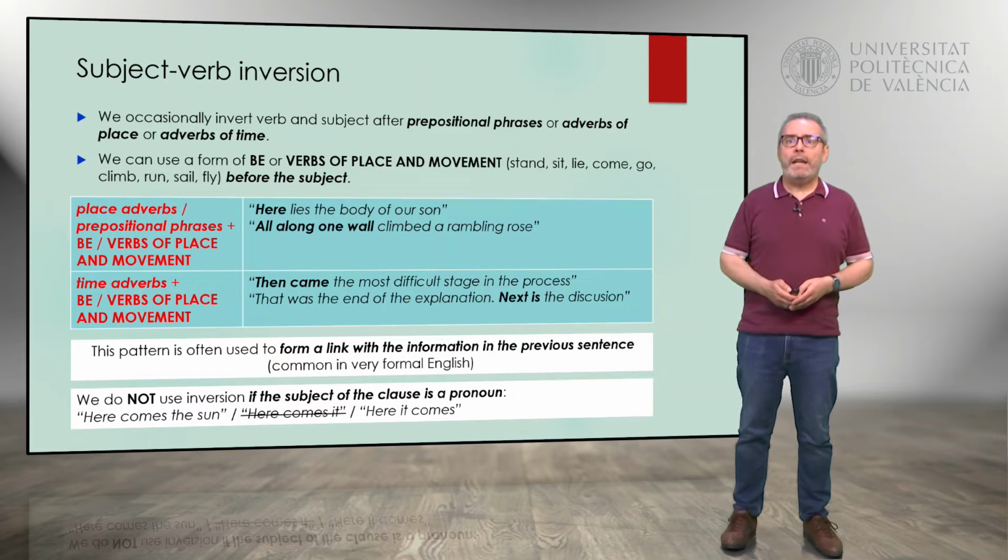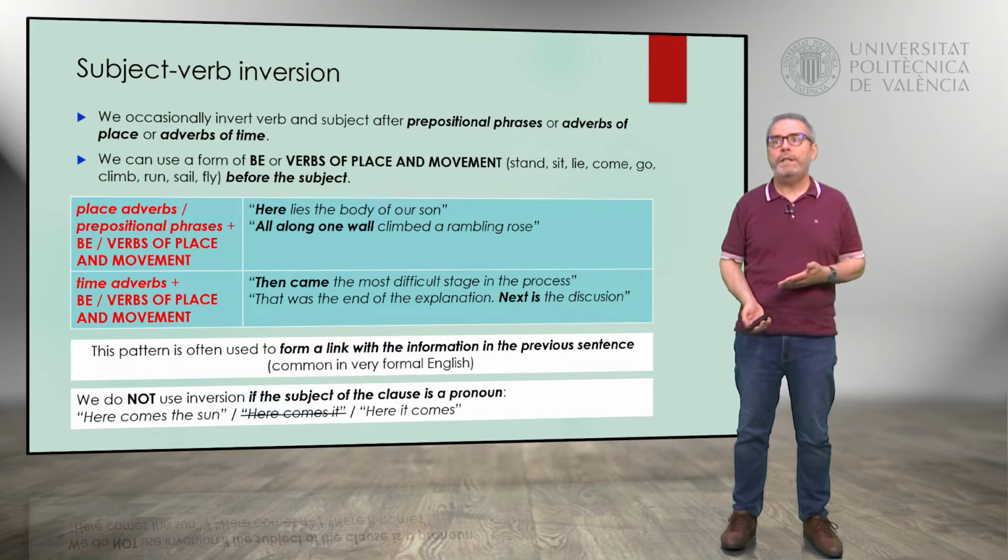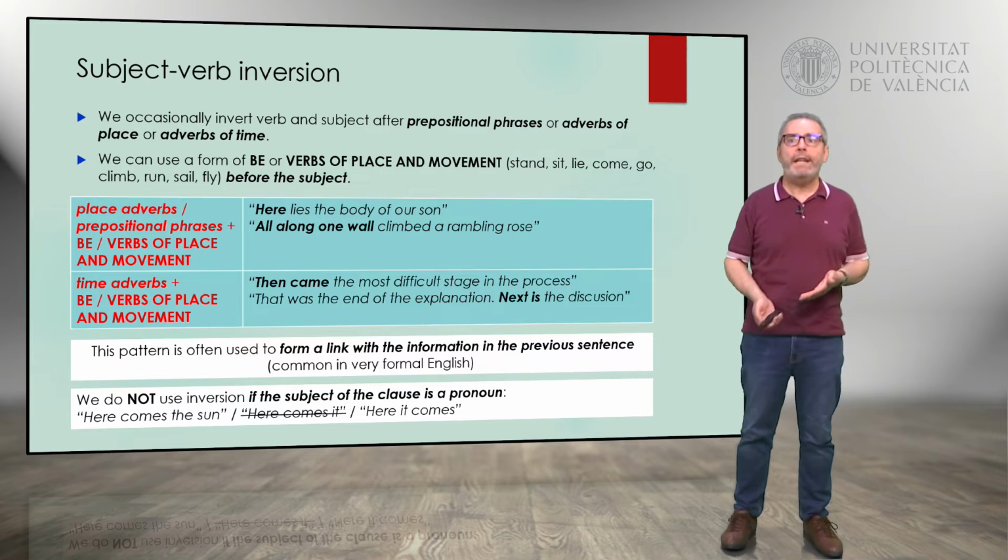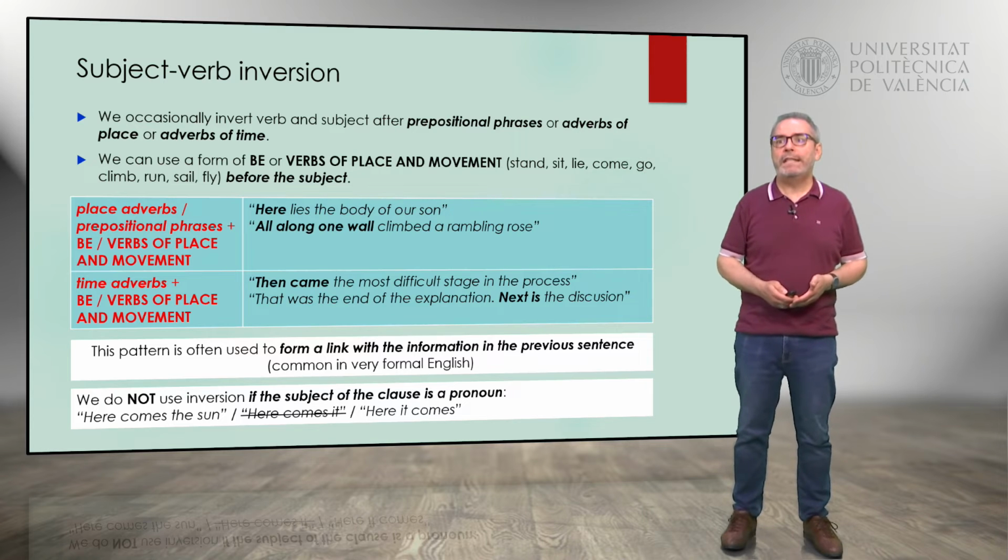Another typical inversion is subject and verb inversion. We can invert verb and subject after prepositional phrases, or adverbs of place, or adverbs of time. And then we use a form of to be or verbs of place and movement, such as stand, sit, come, go, etc.